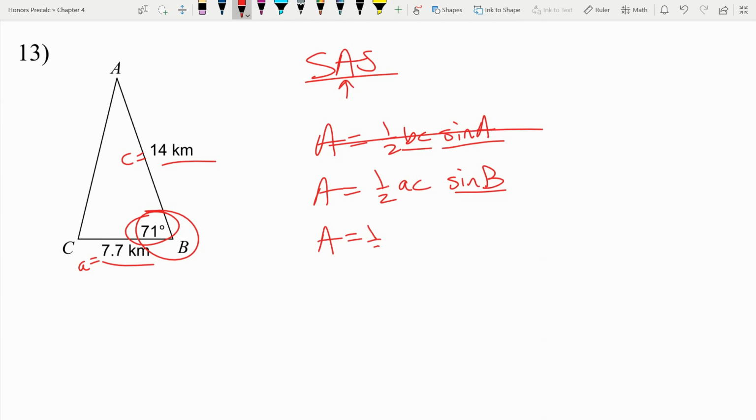Plug in some numbers: 1/2 times A, 7.7, times C, 14, times sine of B, which is 71 degrees. Work all that out. And of course, on all these, make sure you're in the proper mode. If you are in radians mode, you will have some issues. So make sure you are in degrees mode on your calculator. You work all that out, you get 51. 51 what? We're dealing with kilometers, so this is kilometers squared.